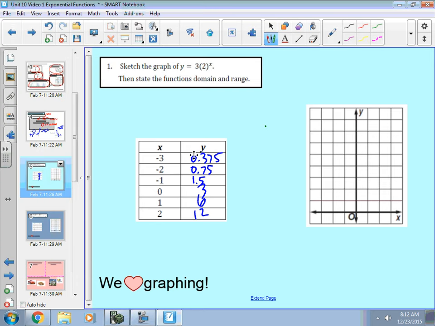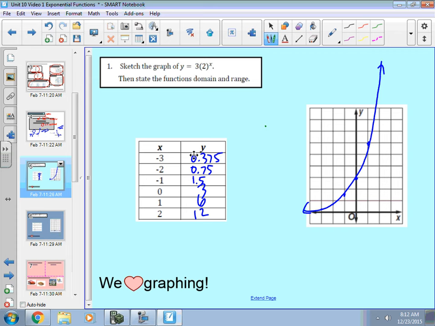Okay, so if we graph those out now, we'll see what this one looks like. So at -3, it's 0.375. That's probably right about there. At -2, it's 0.75, which is about 3/4. At -1, it's 1.5. At 0, it's 3. At 1, it's 6. And at 2, it's 12, which is going to be up here somewhere. So if we connect these, there's the graph of this one.